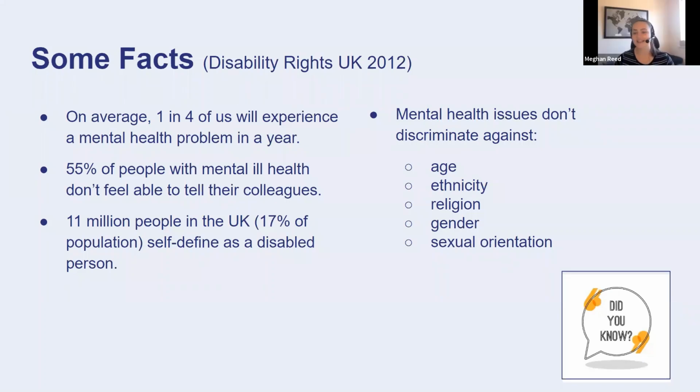So we've got some facts here, and these facts are really important in understanding why we should look at neurodiversity and how it can affect our mental health within the workplace. On average, 1 in 4 people will experience a mental health problem in a year, which really highlights why this is so important to get right. For more information, have a look at our website or keep searching on the Disability Rights UK page.